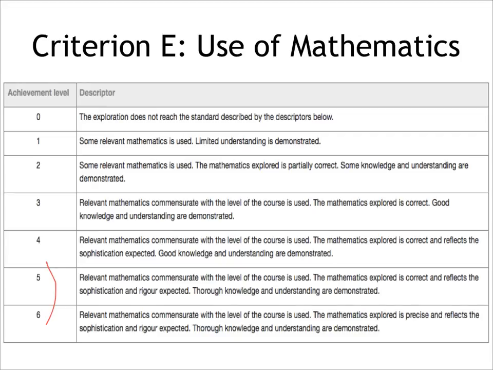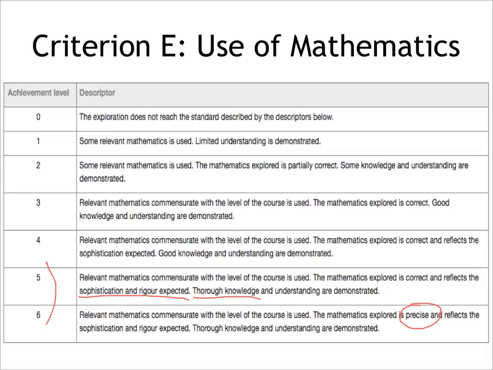HL, however, adds in a couple of things. They want you to show sophistication and rigor. Not just that, but they want you to show thorough knowledge. Not just good knowledge and understanding, but thorough knowledge and understanding. It's not enough to just throw in a bunch of equations. You've got to be explaining it. You've got to be using your knowledge to accomplish something. Okay? Now, one other thing is right here, you'll see in 6, precise. Now, notice that it doesn't say precise before that.